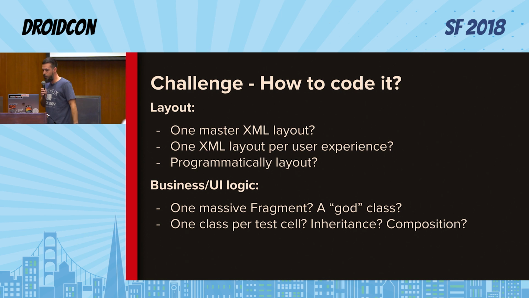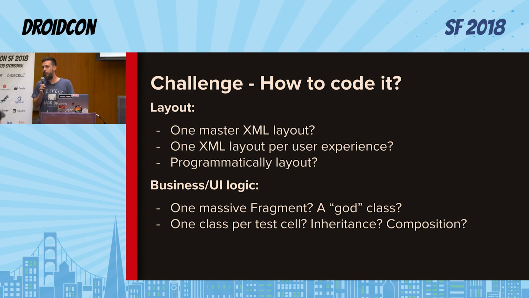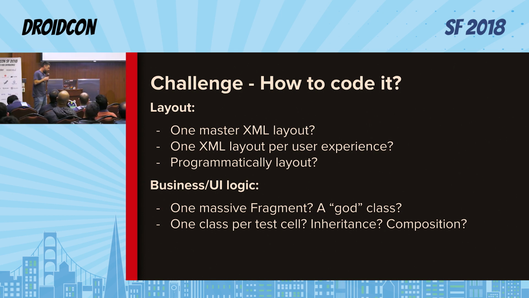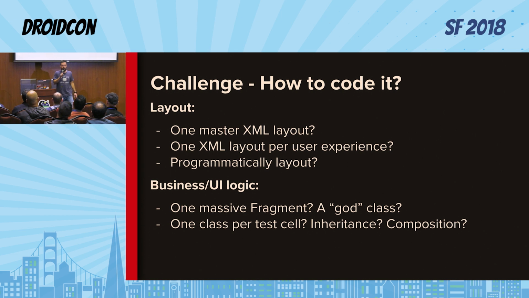Or perhaps you could approach that in a different way. You could have one XML per user experience that you want to provide. And in this scenario, the problem is you might have a lot of code duplication because the experiences are similar. You are going to create 10 different XMLs, and if you need to change a padding in a button, we probably need to change in a lot of different places. Or you could consider using programmatic layout, which is also possible and also exists. But this is only about the layout.